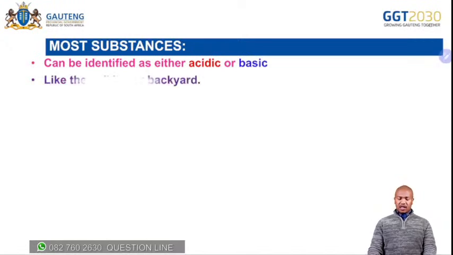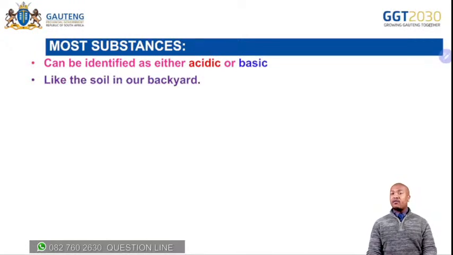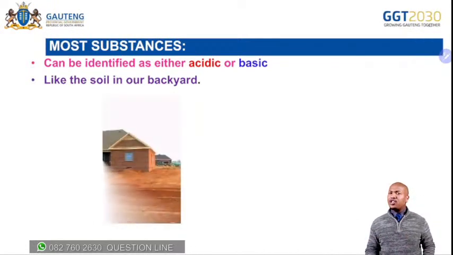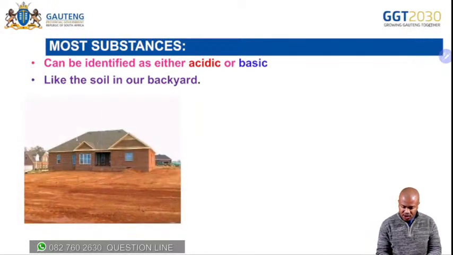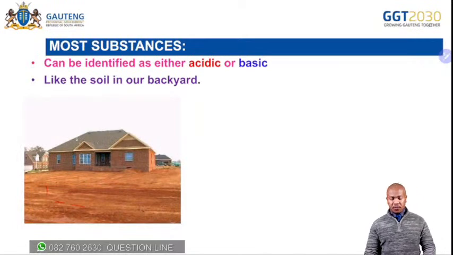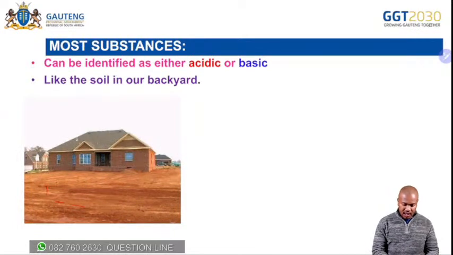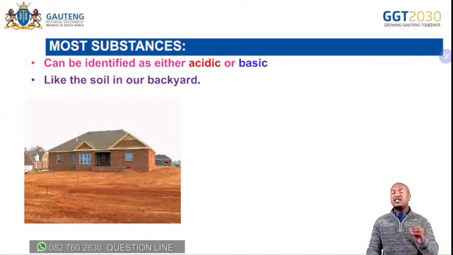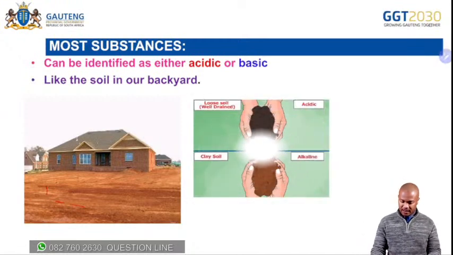For instance, the soil in the backyards of our homes, right? That soil in the backyards of our homes can either be acidic or basic. Now, which soil am I talking about? I'm talking about this whole land here, right? This whole soil here, it can either be acidic or basic. What do I mean by that? Let's look at this picture here, right?